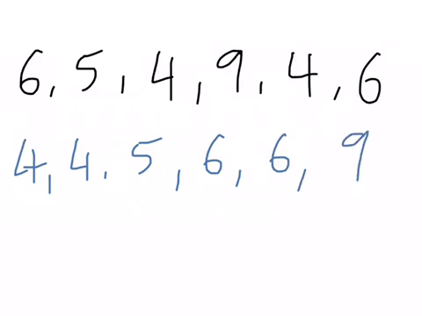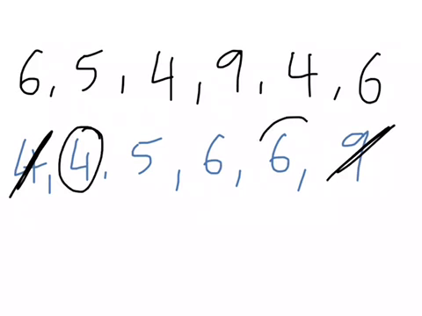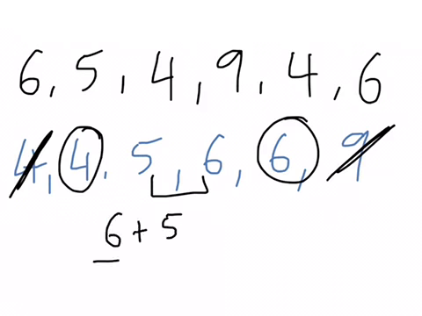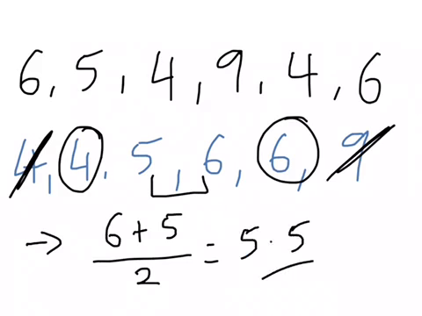So let's partner off. These two are partners. You cross off the lowest and the highest number. Then we circle the next two, and we're left with these two in the middle. What we do is add the two numbers and divide by 2. So what we're actually doing is finding the mean of these numbers. So 11 divided by 2, the number that's smack bang in the middle, is 5.5.